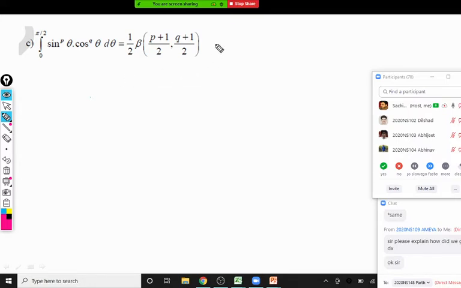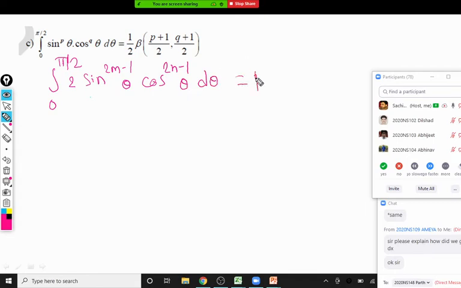So let me write the proof of this property. The proof is just by the trigonometric form. By trigonometric form, integral 0 to pi by 2 times sine raised to 2m minus 1 theta into cos raised to 2n minus 1 theta d theta is beta mn. This is by the trigonometric form of a beta function.